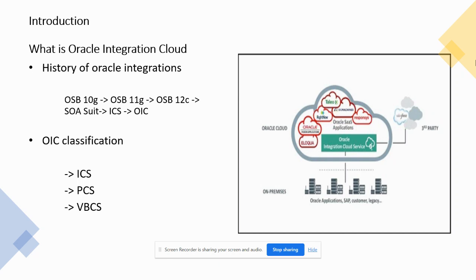So talking about Oracle Integration Cloud, in Oracle, integration is one of the key factors and key concepts. They are using multiple products, but all the products incorporate integrations. So before moving to OIC, we need to learn about the previous integration technologies that they were using: OSB 10G, OSB 11G, OSB 12C.